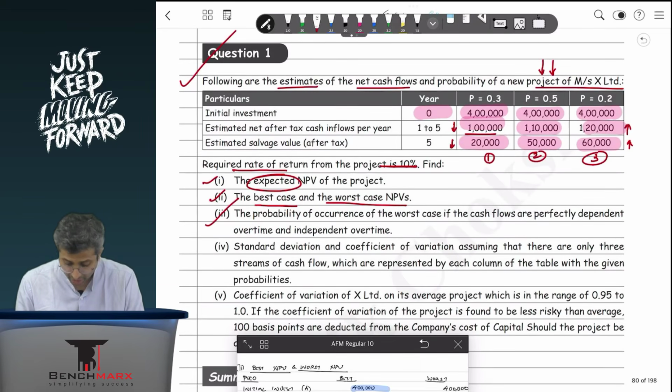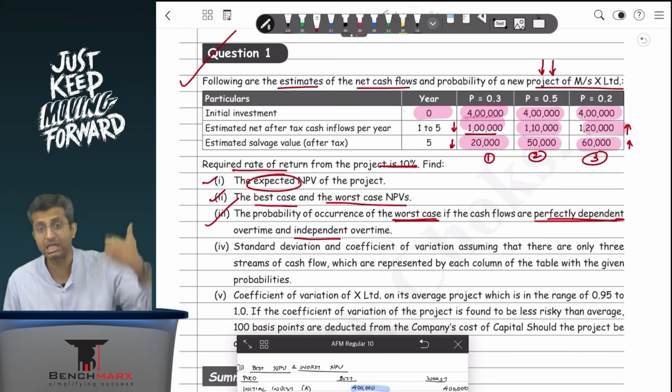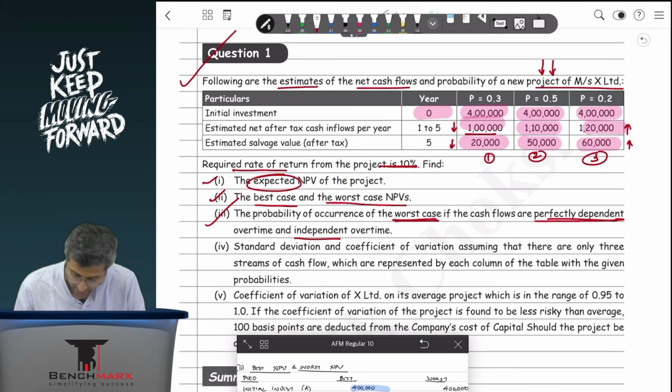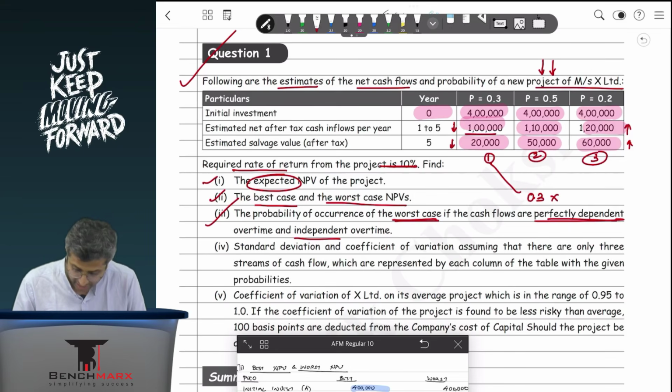The probability of occurrence of the worst case, if the cash flows are perfectly dependent over time or they are independent over time. Now this is interesting. Now if the cash flows are dependent over time, then once the first year is done, the second, third, fourth year are dependent on the first year. So if the first year is bad, the second year is necessarily going to be bad. Sir, but what is the possibility of the first year going bad? Well, it is 0.3. There's a 30% chance that the first year goes bad. But if the first year goes bad, the second year, 100% chance, because it is dependent cash flow, is going to go bad. So is the case with the third year, with the fourth year, with the fifth year.